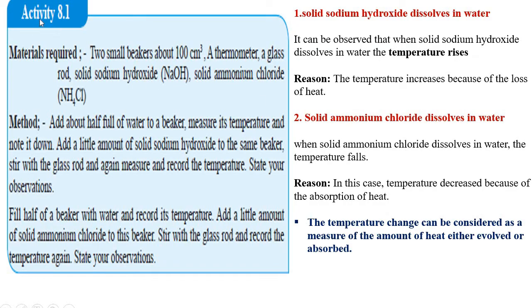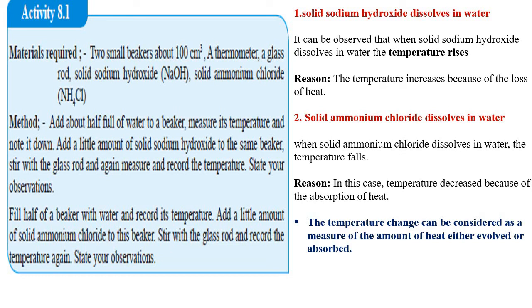Then that we'll have in your textbook activity 8.1. They told you have to take materials: 2 small beakers, a thermometer. Thermometer means we use that equipment to measure the temperature, and glass rod we use for mixing the chemicals. Okay. Then solid sodium hydroxide and solid ammonium chloride. We are going to observe what happens when mixing those chemicals separately in water.